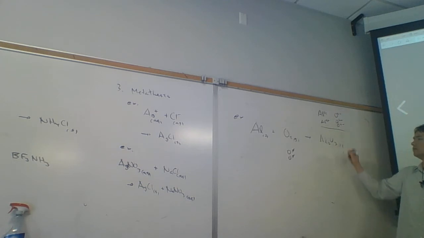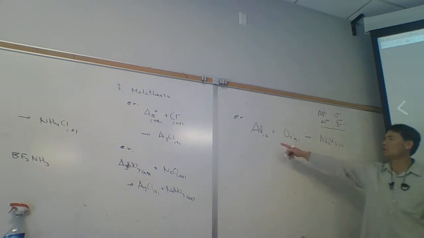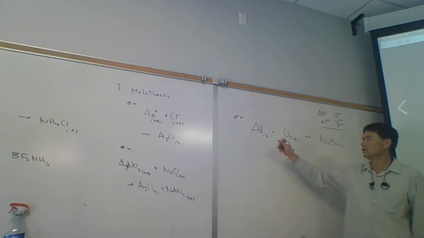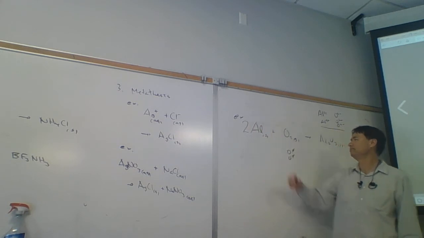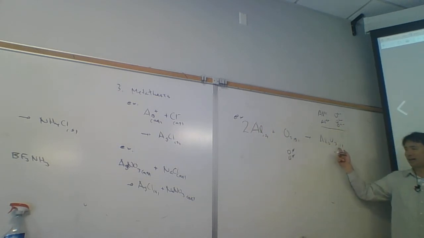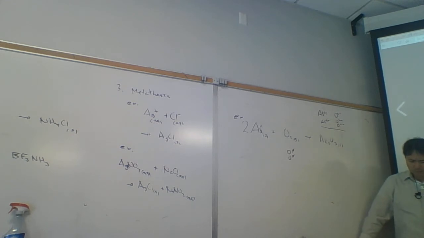Okay, this is solid. So what's happened here? Well, first let's balance it. Over here I have 1 aluminum. Here I have 2 aluminums. So what should I do? Change this to a 2. Over here I have 2 oxygens. Over here I have 3 oxygens. So what should I do?